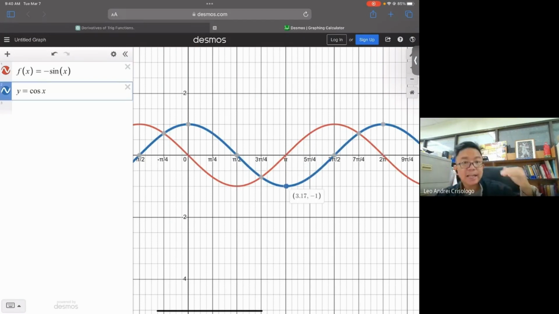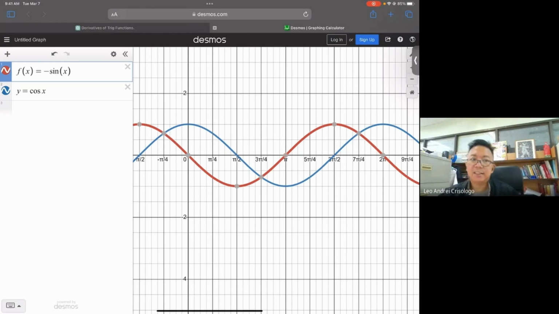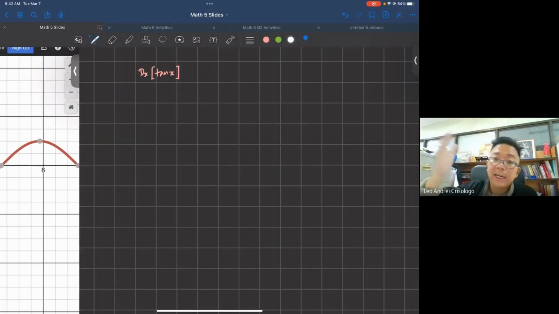Until we flatten out here, the tangent line, and the value of negative sine x, which is our derivative, is 0 as well. So it's easy to remember, no? Sine and cosine are more or less the derivatives of each other. The derivative of sine is cosine, the derivative of cosine is sine also, but negative. Okay? So we're now looking at the derivative of tangent.